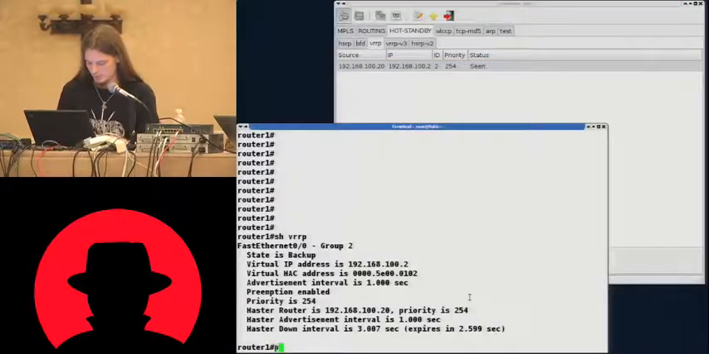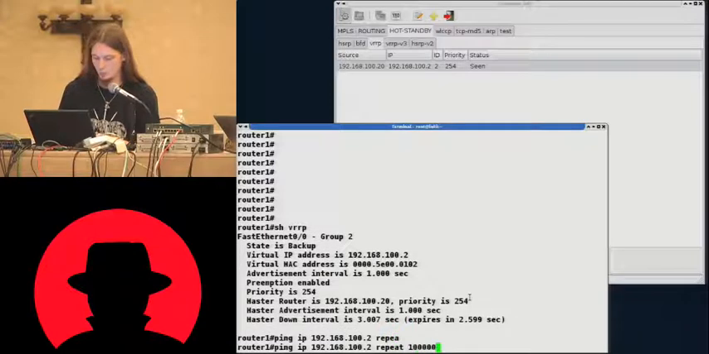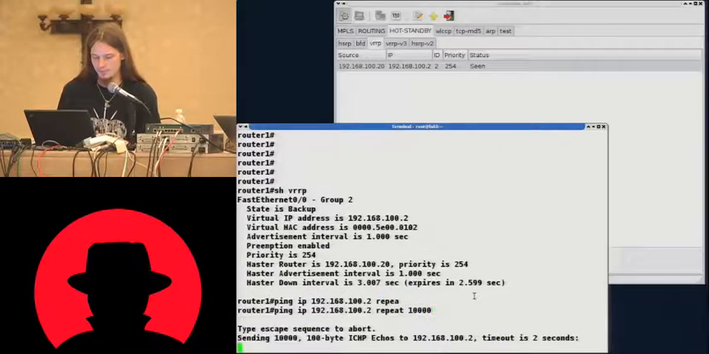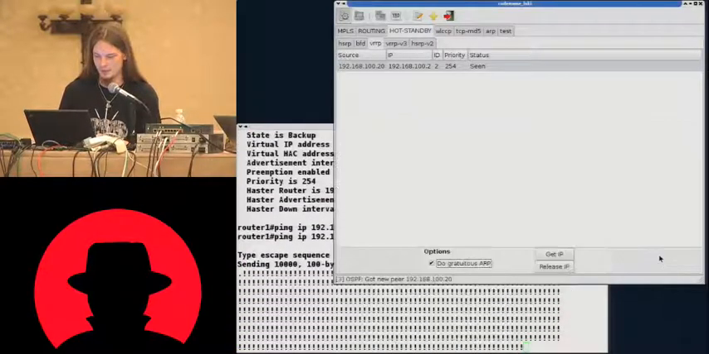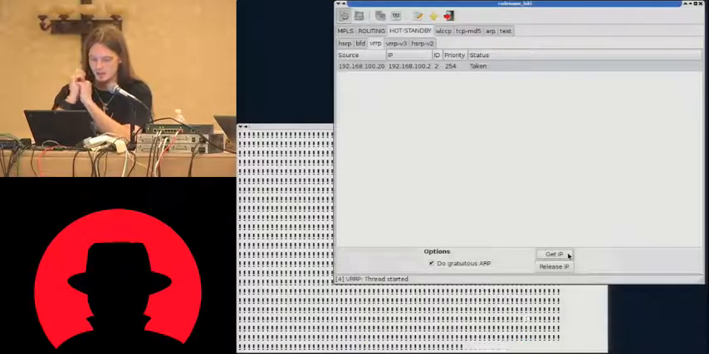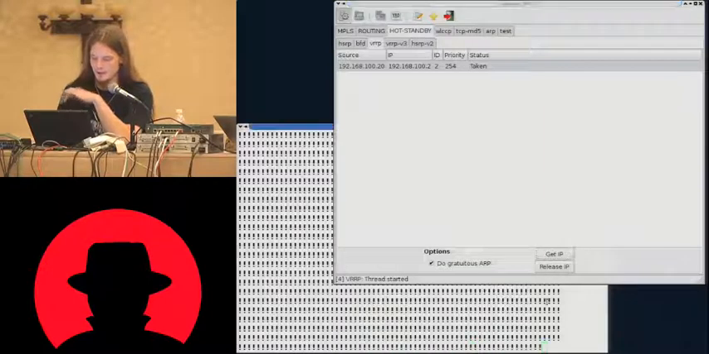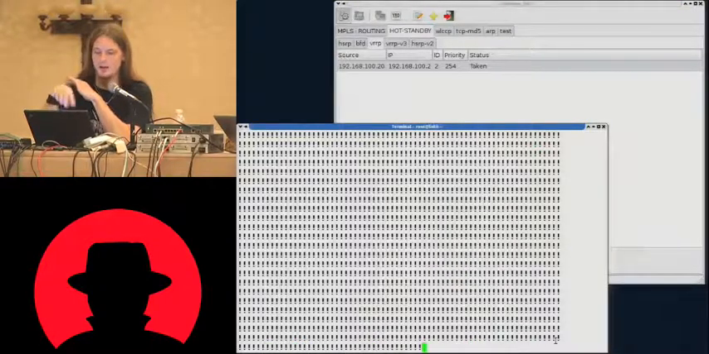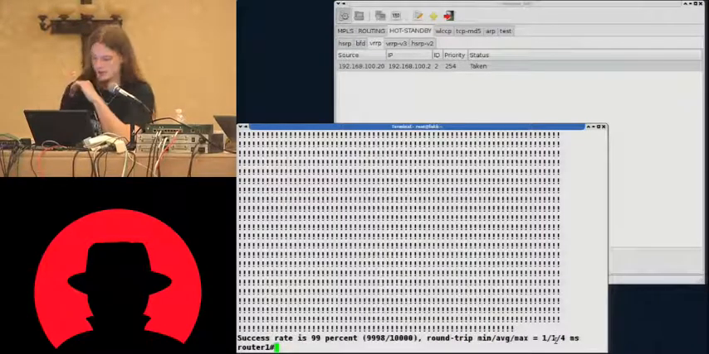So I will do a ping on the virtual IP address, which is the 100.2. I will repeat them sometimes. So, and while those pings are running, I will just take over the IP address. So now you see there is one ping missing, and afterwards all those other ICMP packages are now answered by my local host, not by the second router, which should be the master device.